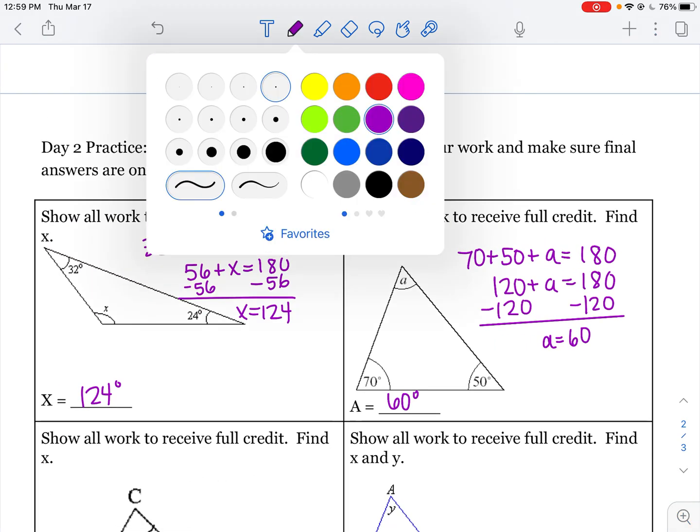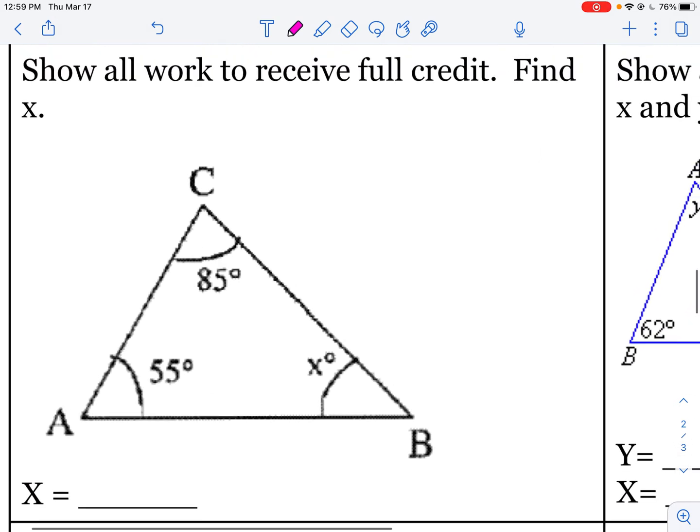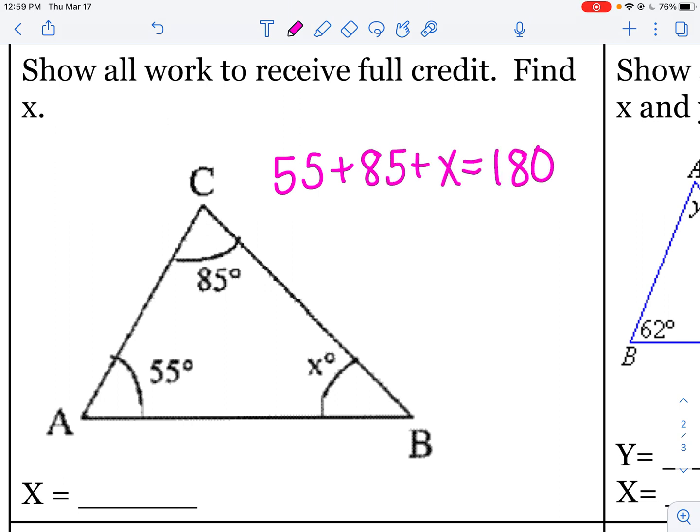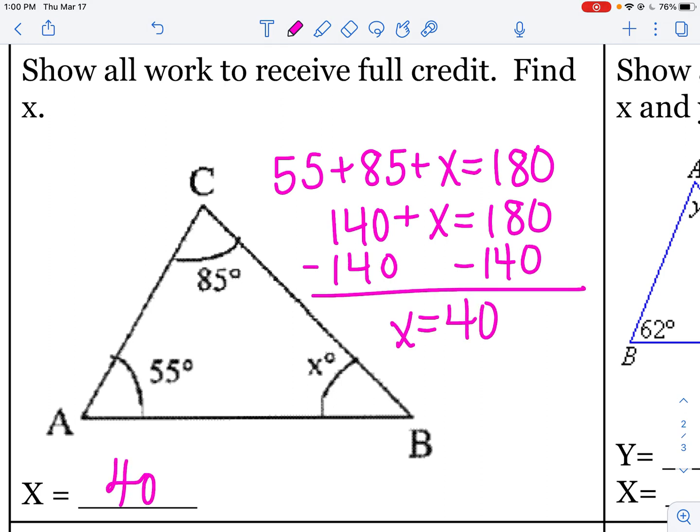Moving on to row number 2. One more just like the rest. You have 55 plus 85 plus x equals 180. So 55 plus 85 gives you 140 plus x equals 180. You're going to use those inverse operations on both sides, subtracting 140 to get x is equal to 40 degrees.